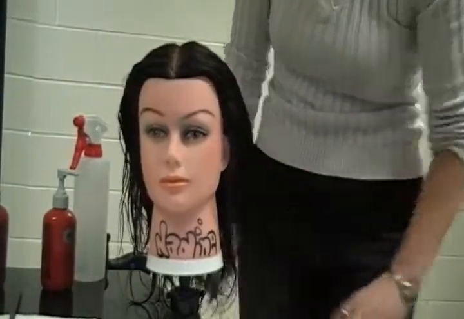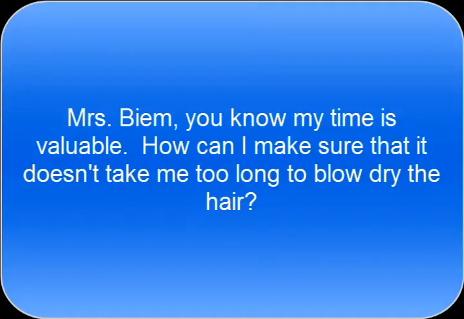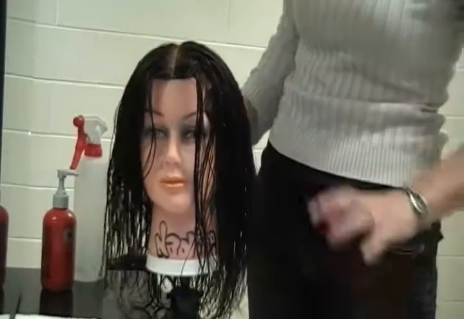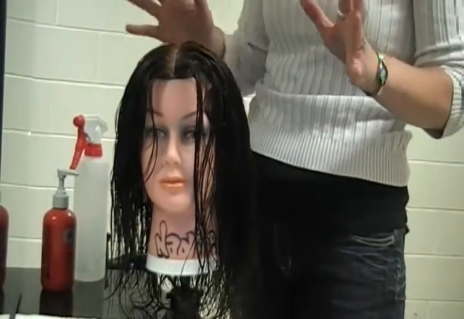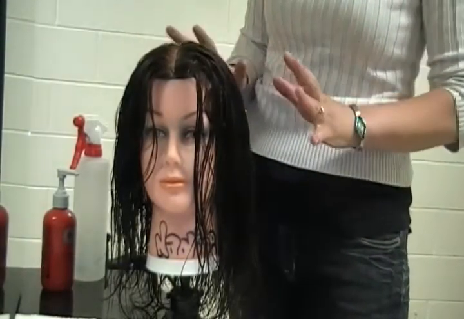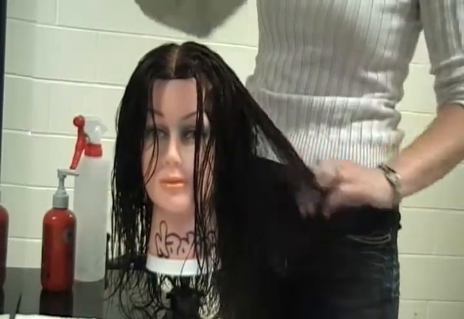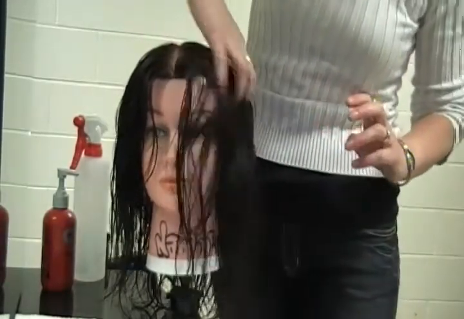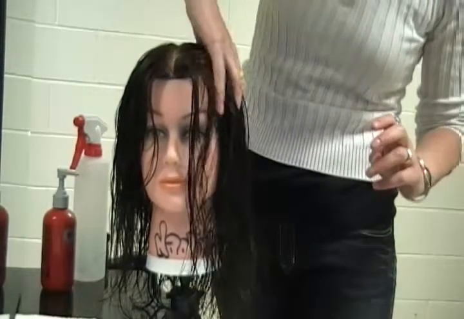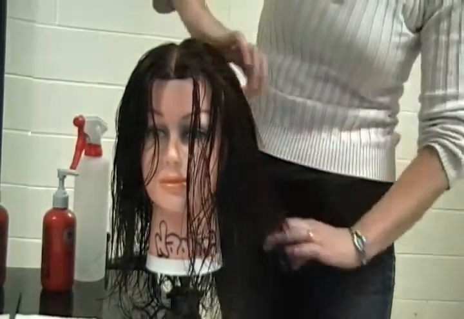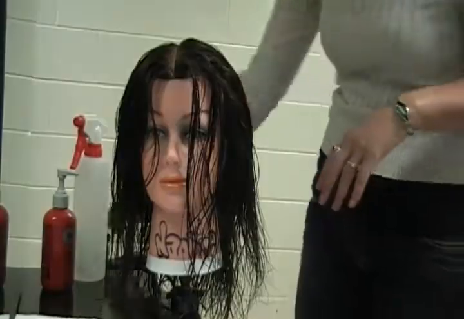Mrs. Beam, you know my time is valuable. How can I make sure that it doesn't take me too long to blow dry the hair? Cut down the time it's going to take you to blow dry simply by taking out about 60% of the water that's on that hair. Keep the blow dryer in here, drying it at the roots, taking out any excess water, just getting it to a damp stage.